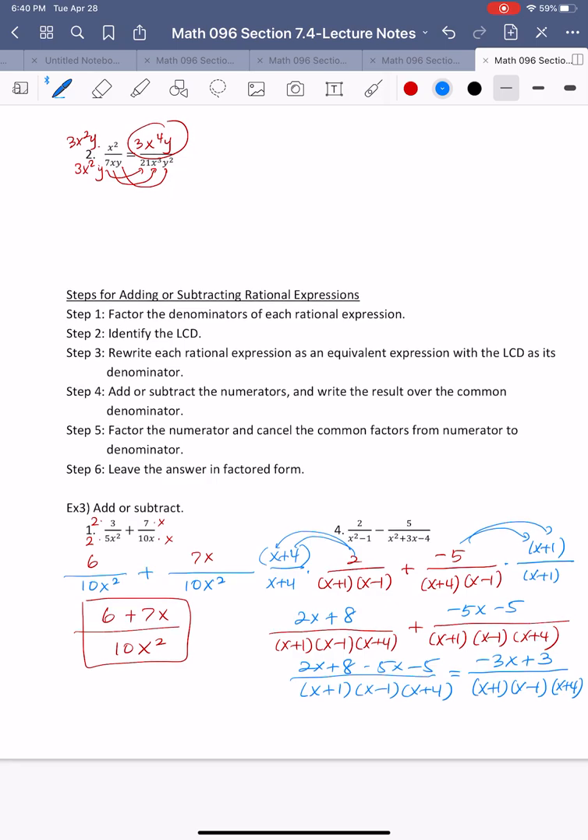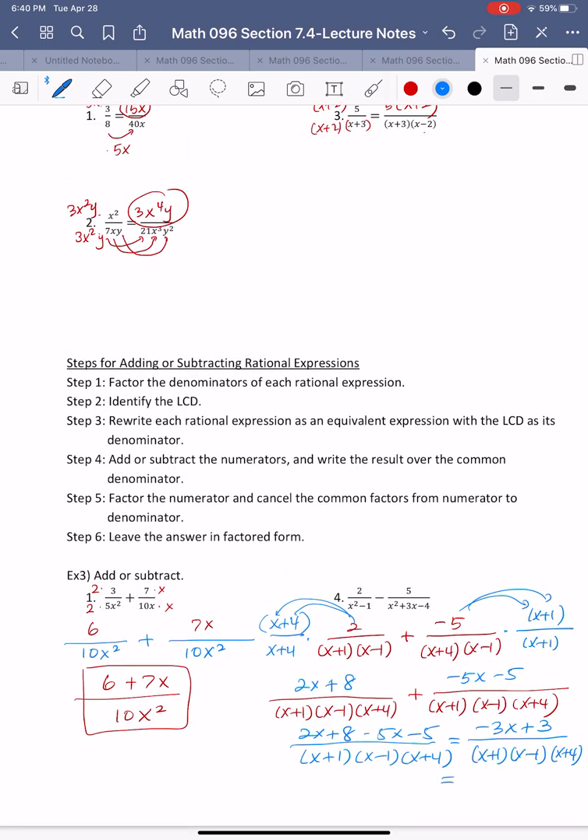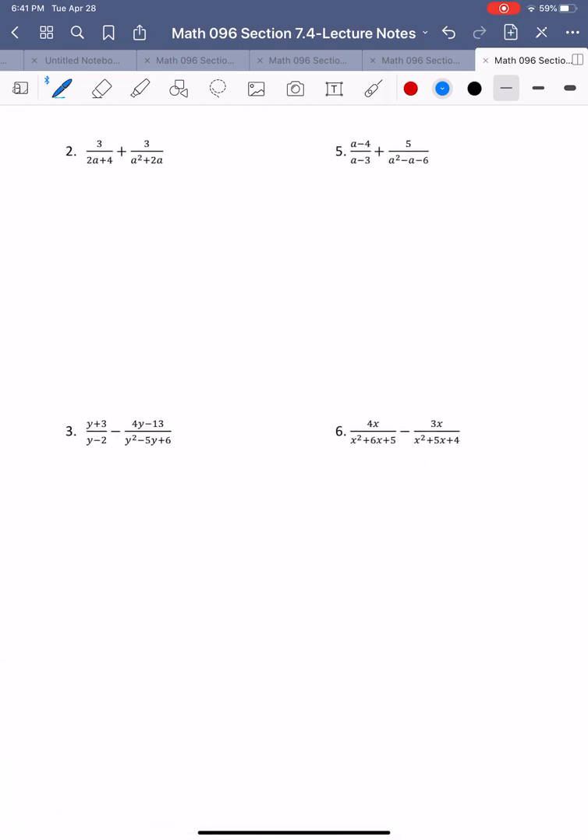And then if you factor the numerator, negative 3 comes out, leaving x minus 1, over x plus 1 times x minus 1 times x plus 4. As you notice, the x minus 1 cancels. And eventually negative 3 over x plus 1 times x plus 4. So this is the final answer. Okay? Alright, let's look at the next page.